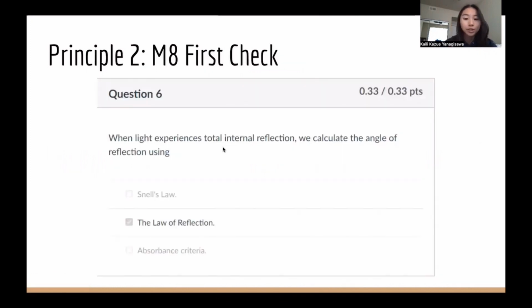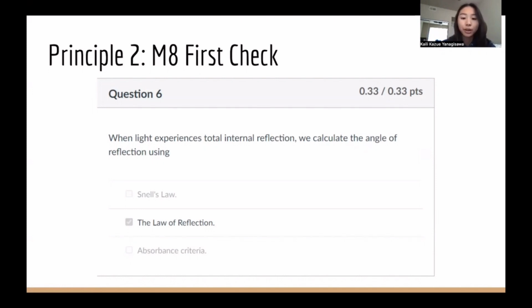From the Module 8 first check, we talk about the phenomenon of total internal reflection. This is when light shining into a new medium doesn't go through and rather is reflected completely back into the original medium. The way we measure this angle of reflection is based on the angle of incidence. The critical angle is the angle of incidence for which the light fully reflects.